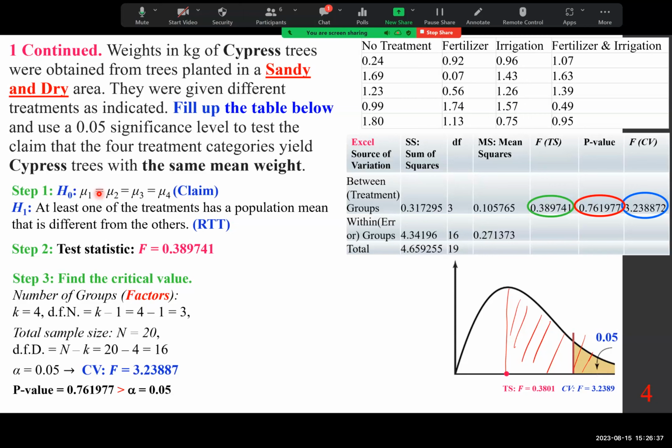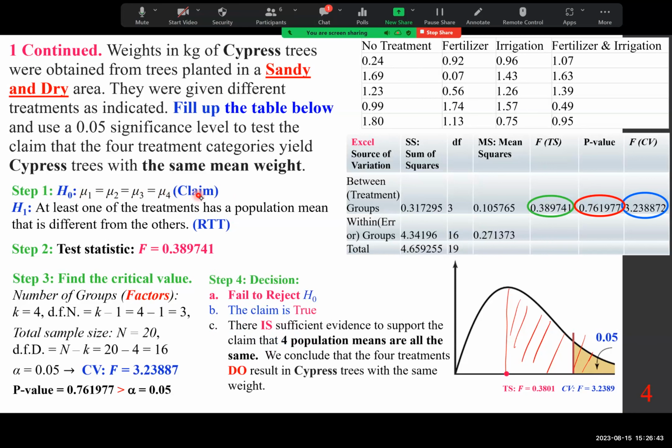So if you're not rejecting H0, therefore you're not rejecting the claim, so the claim is true. Fail to reject H0, the claim is true. There is sufficient evidence to support the claim that four population means are all the same. We conclude that the four treatments do result in cypress trees with the same weight. It's extremely important that in the beginning you figure out where the claim goes so you can answer the question accordingly.